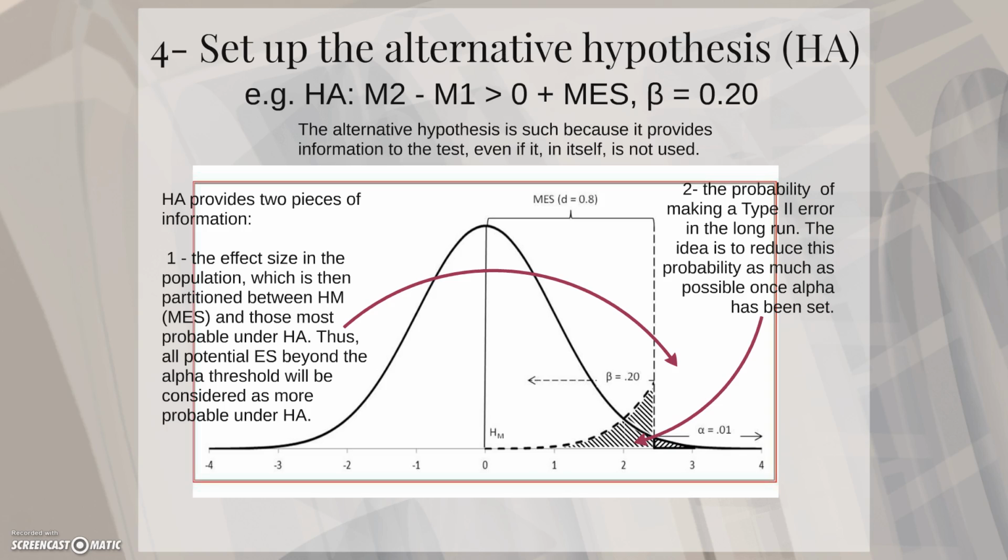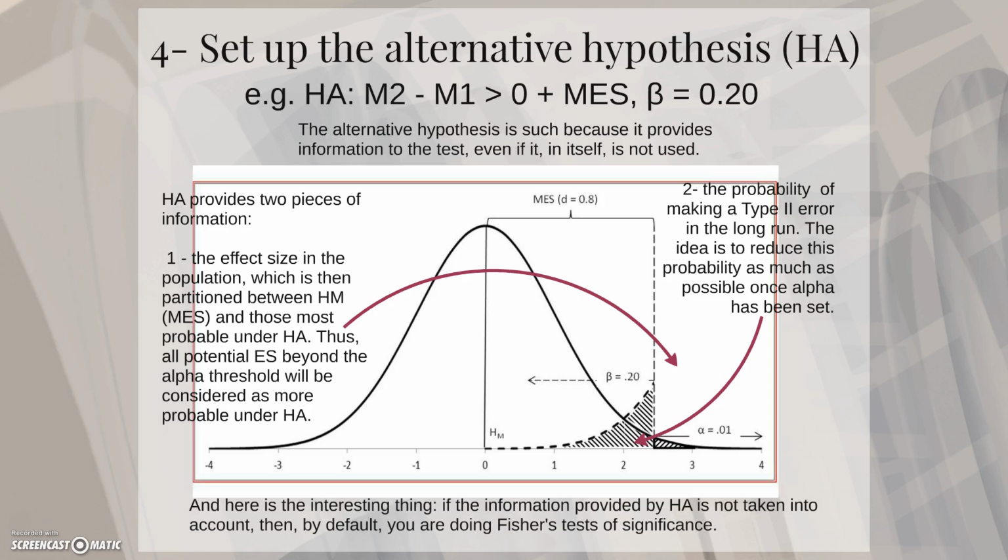And the second piece of information is the probability of making a type 2 error in the long run. The idea here is to reduce the probability of this error as much as possible once alpha has been set. Now here is the interesting thing. If the information provided by the alternative hypothesis is not taken into account when setting the test, then by default you are doing Fisher's tests of significance.